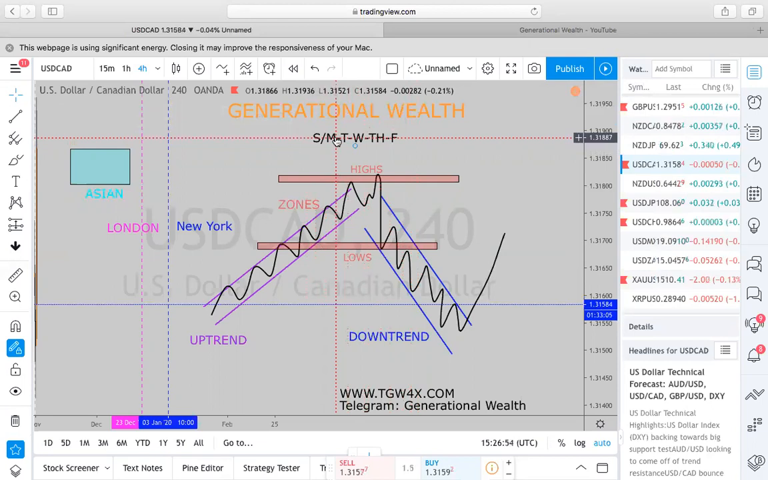So the days we trade are Tuesday, Wednesday, and Thursday. And that will also teach you discipline when it comes to trading. Tuesday, Wednesday, and Thursday will be our trading days.